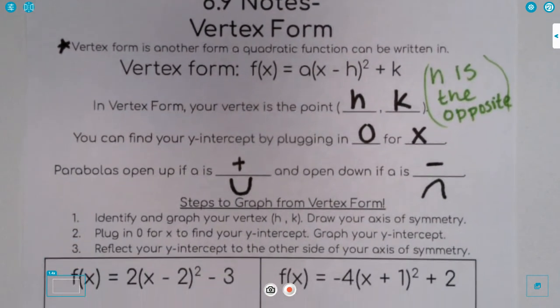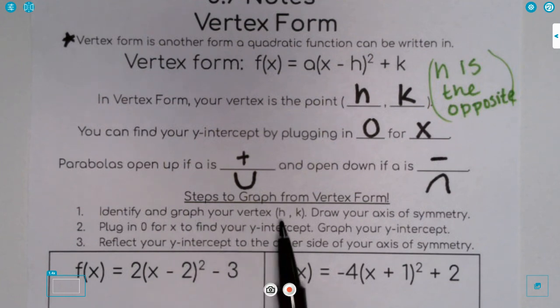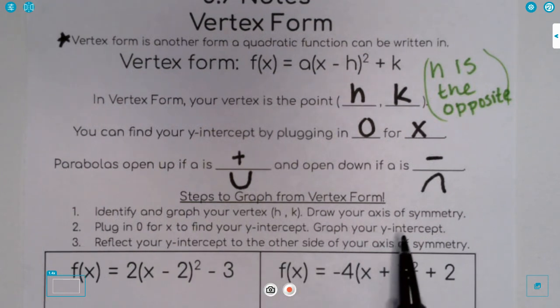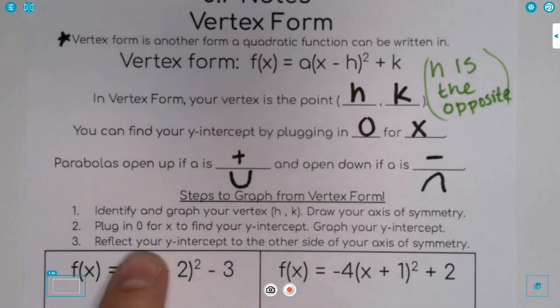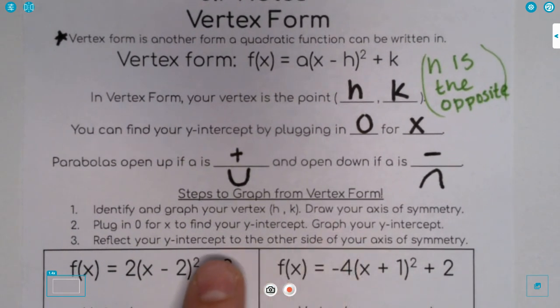So here are your steps. We are going to identify and graph our vertex, and when we graph our vertex, we're also going to draw our axis of symmetry. The vertex is easy on this one, whereas last time we had to do that whole negative b over 2a, plug that in nonsense. You get the vertex straight from the equation, which is why it's called vertex form. Then we find our y-intercept by plugging in 0 for x, and we graph that. And then we reflect our y-intercept across our axis of symmetry.